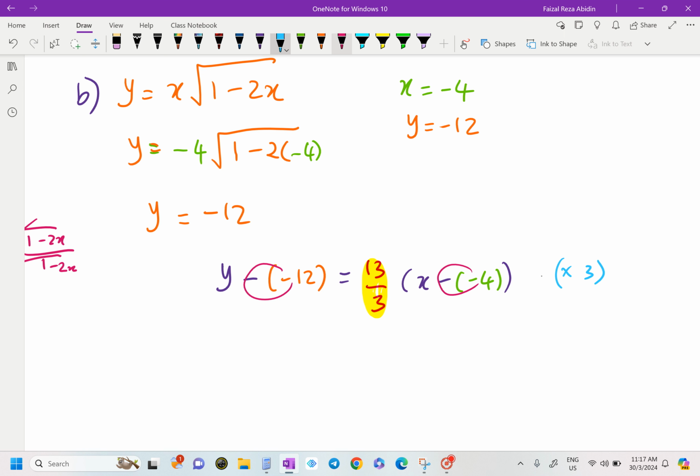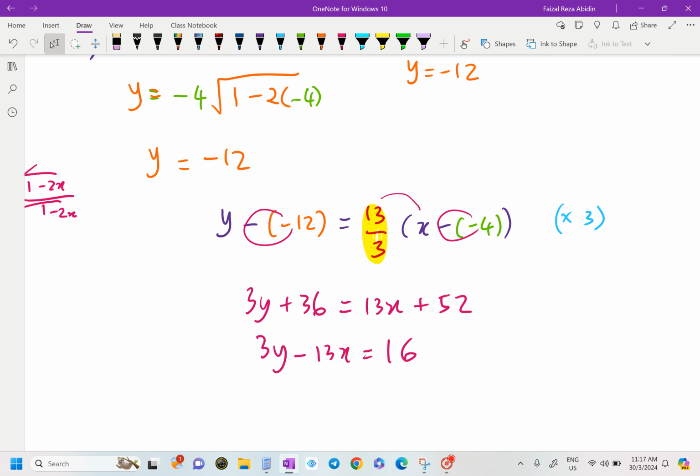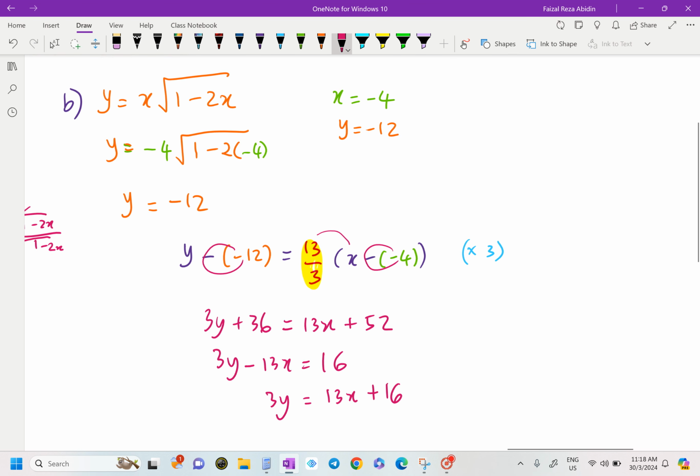So I'm going to get 3 times y plus 12, which is 3y plus 36, equals 13 times x, 13x, plus 13 times 4, which is 52. So I can have 3y minus 13x equals 52 minus 36, which gives 16. If you want, you can also write it as 3y equals 13x plus 16, no problem. That's going to be our equation of the tangent.